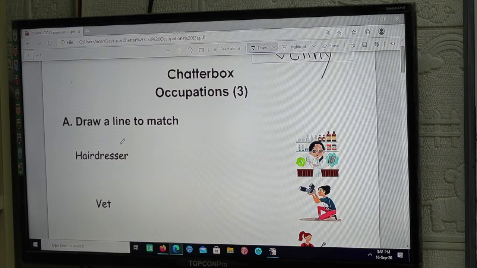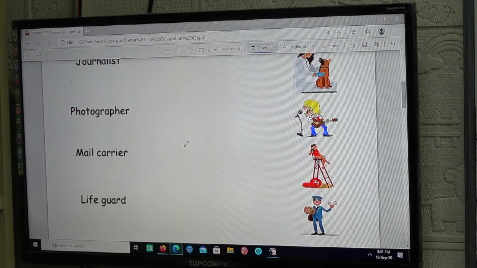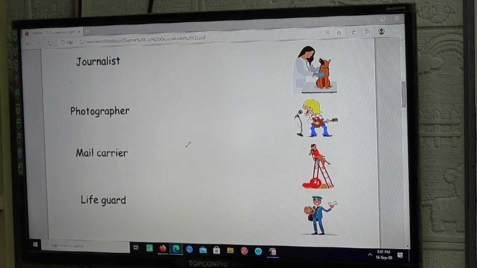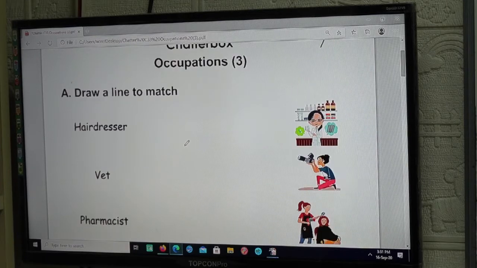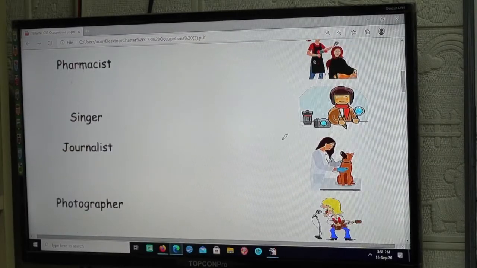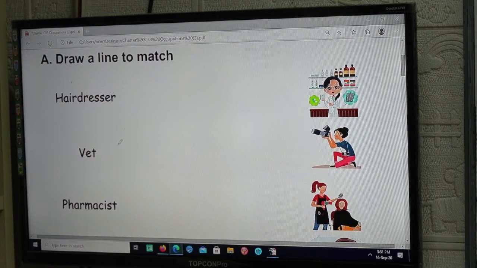The first part, we need to draw a line to match. Part A, draw a line to match. So there are quite a few occupations that you have learned this lesson, right? So just match. Simple as that. So why not get started? The first one is hairdresser. Which picture shows you a hairdresser? This picture, right? Yes. She's getting her hair done from a hairdresser. So, draw a line.